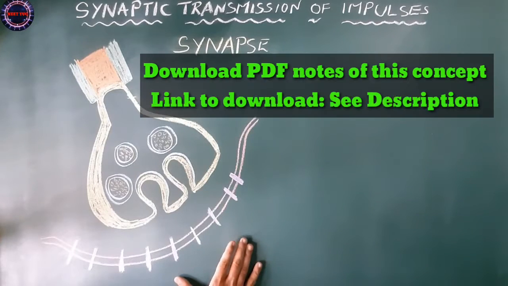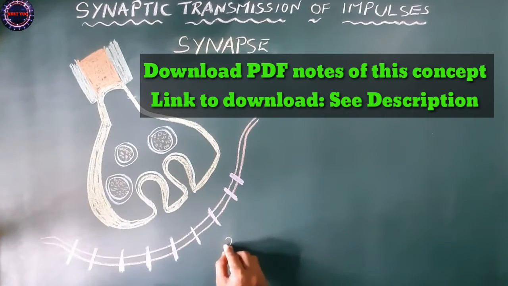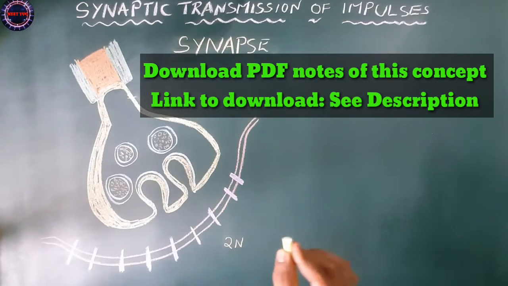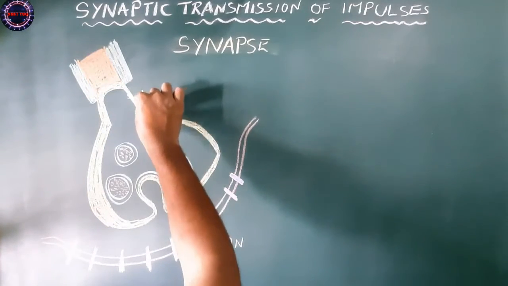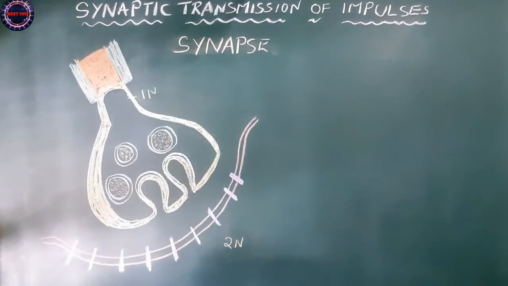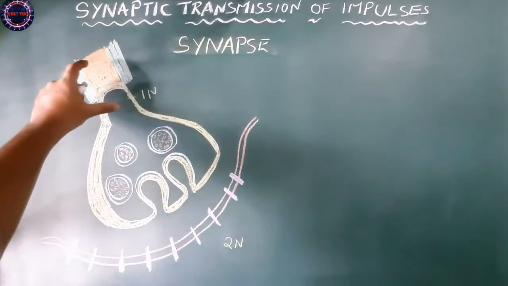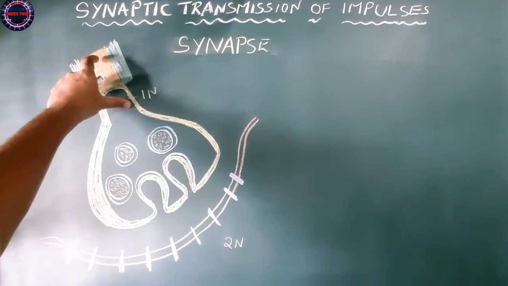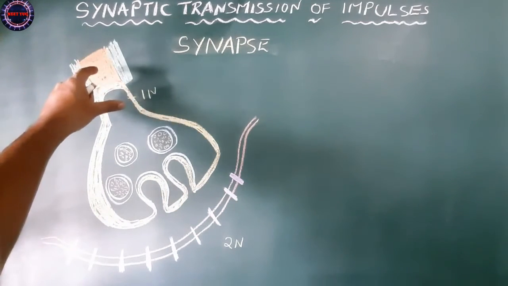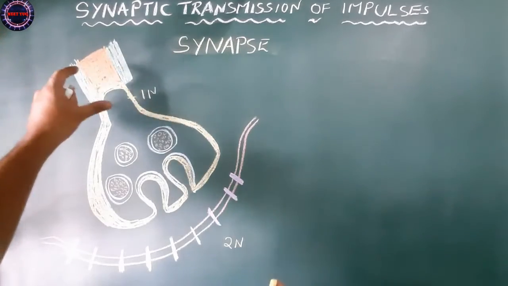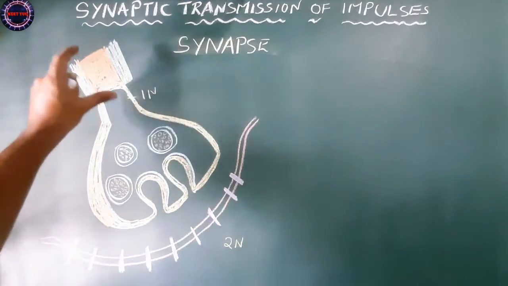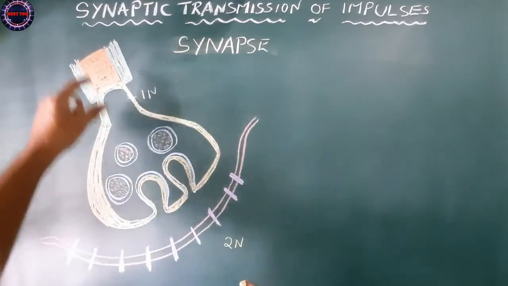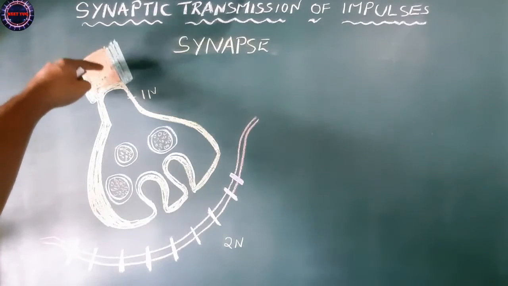So this is the second neuron. So we just label it. This is the next neuron, second neuron, and this is the first neuron. So we have two neurons here. The action potential which is generated in this first neuron is now transmitted. That's what we studied in the previous video, how exactly an action potential is generated, and ultimately it reaches the end of the axon.